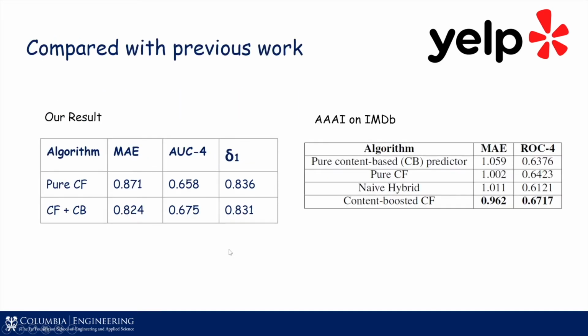When comparing with previous work, which was published at AAAI and focused on IMDb reviews, our dataset is 100 times larger than theirs, and our CF matrices are 10 times more sparse than theirs. They used a content-boosted CF method, which is different from ours. We use a cascade hybridization method to combine our CF and CB scores. Although there is such a difference in datasets and matrices, we achieved an improvement of the same magnitude.